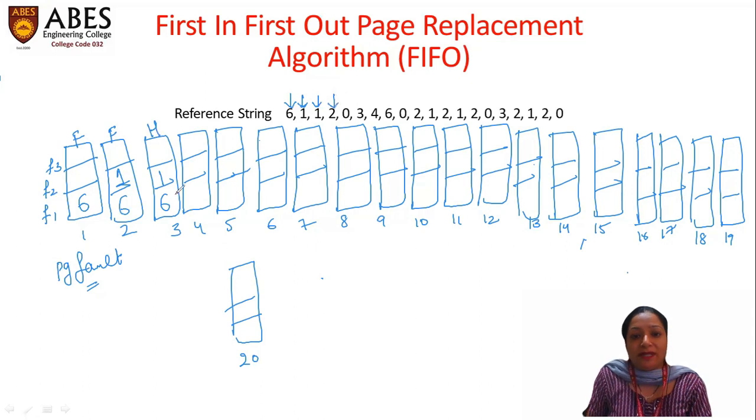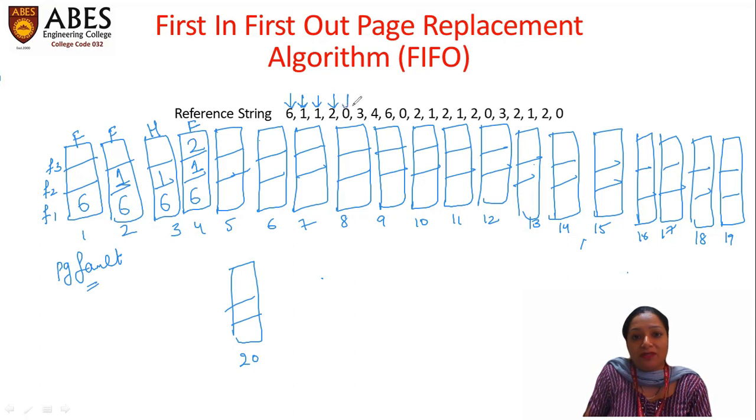Then coming to the next reference, page number 2. We can see page number 2 is not present here. So we need to insert that page 6, 1. We have only one frame empty left. So we can place it here. So there is also a fault.